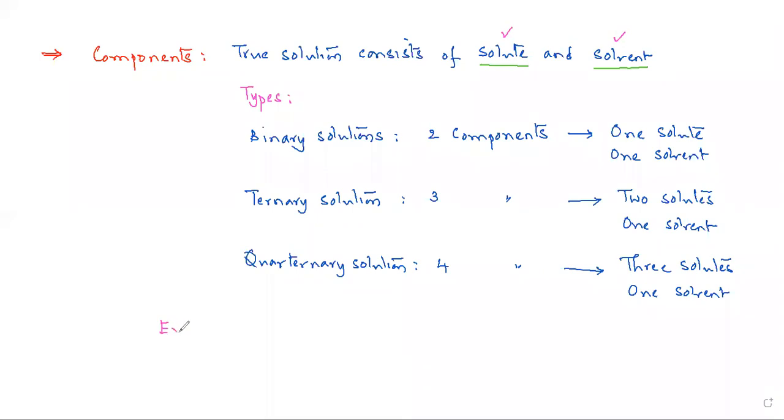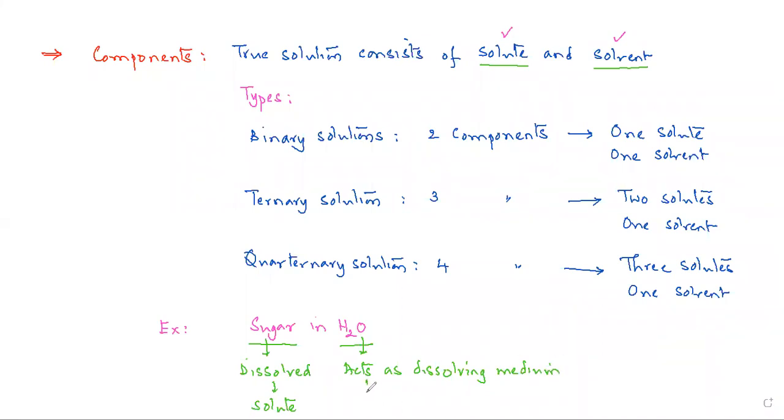Now if you consider sugar in water, in general, we say that something that is dissolved is a solute and something that acts as dissolving medium is a solvent, right? Sugar is dissolved, so it is a solute. Water is acting as dissolving medium, so it is a solvent.